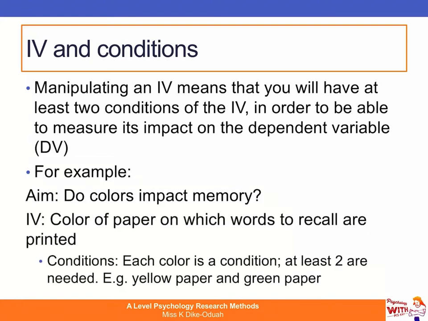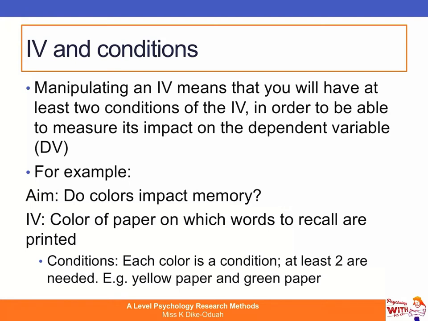Your independent variable will likely be the colour of the paper on which the words are presented for recall. So it might be that you give one group a list of words on yellow paper, and you give another group a list of words on green paper. And in effect, your dependent variable, which is what you're going to measure, is their accurate recall. So if you're giving them 10 words, you're going to be measuring their accurate recall of 10 words.